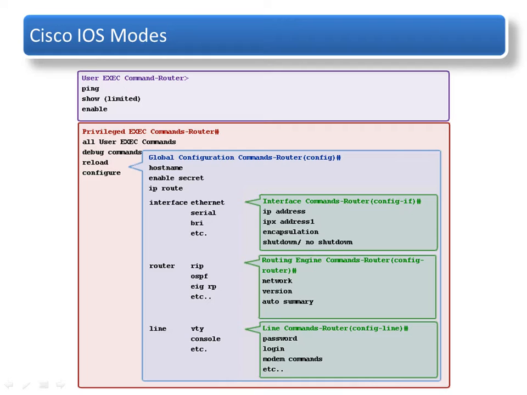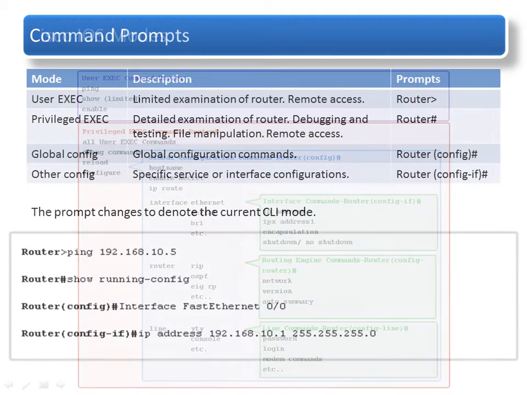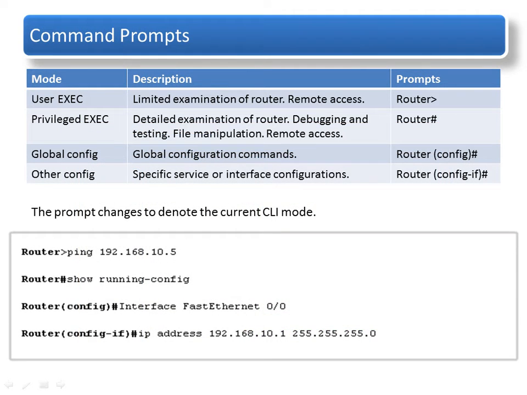Commands executed under these interface modes, for example, would apply only to that particular interface. The prompt is composed of the device name followed by the mode indicator. As commands are used and modes are changed, the prompt changes to reflect the current context. To distinguish each mode, Cisco's IOS uses a distinct prompt.